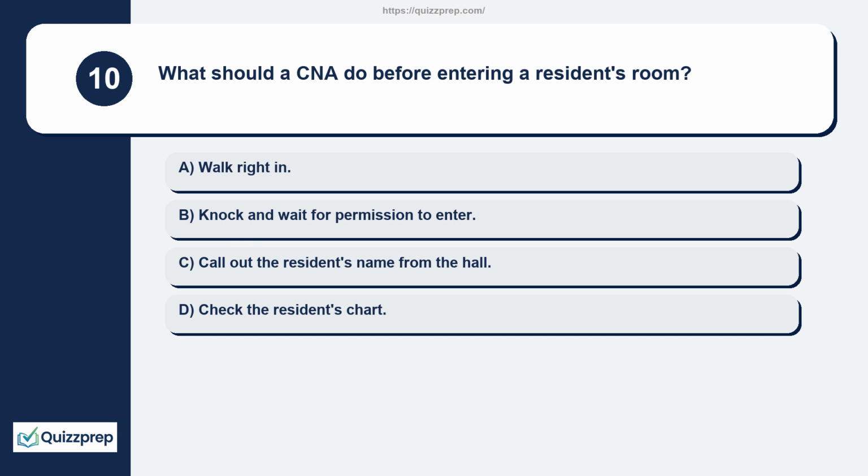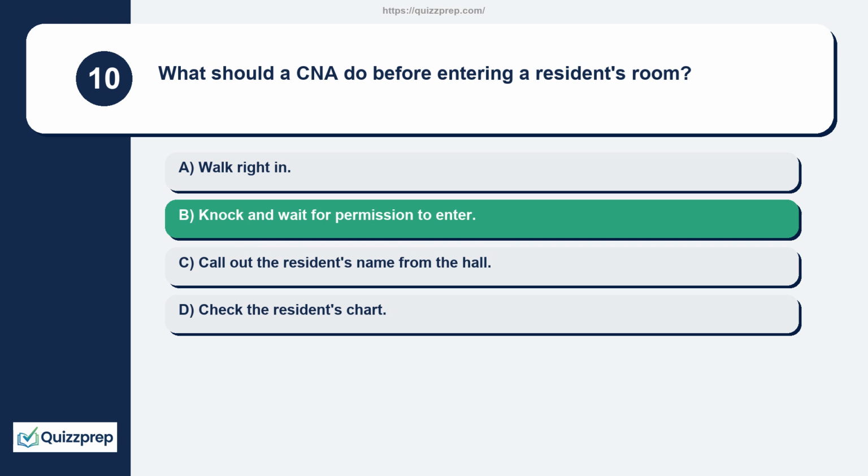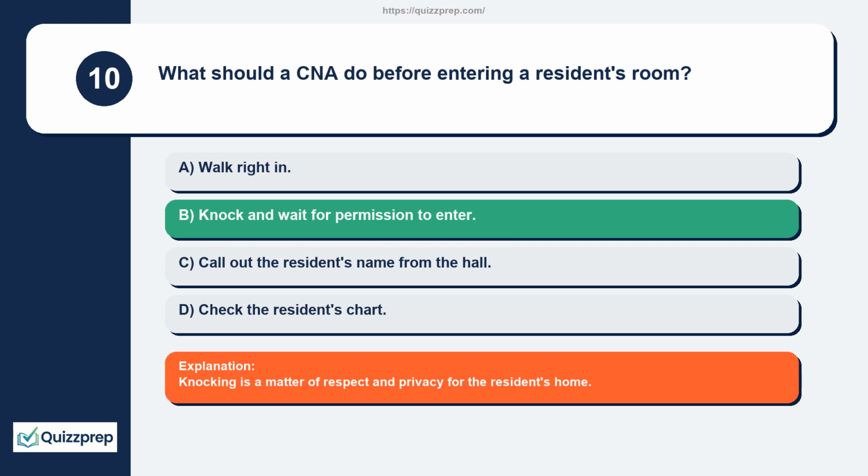Question 10. What should a CNA do before entering a resident's room? Walk right in. Knock and wait for permission to enter. Call out the resident's name from the hall. Check the resident's chart. Knocking is a matter of respect and privacy for the resident's home.